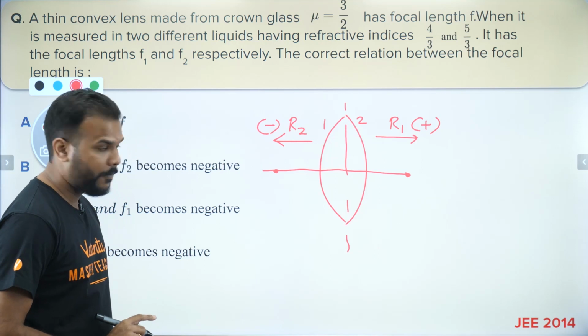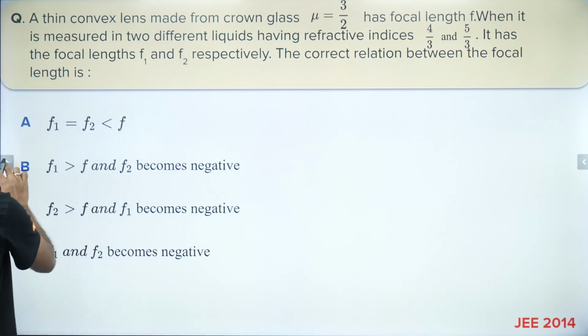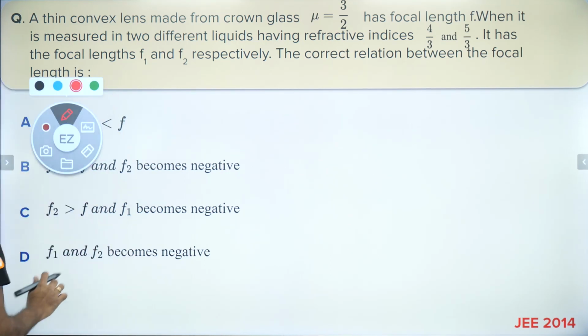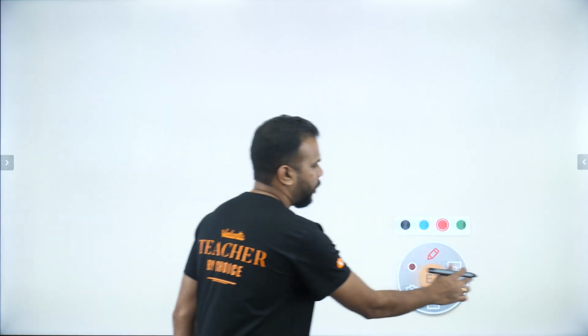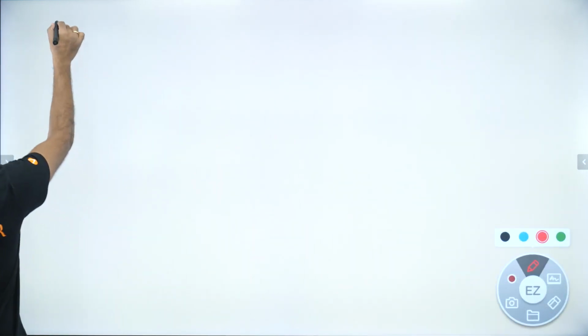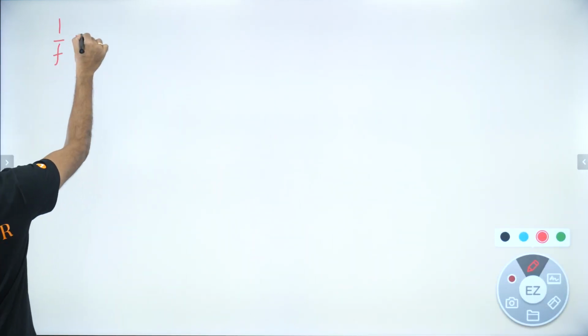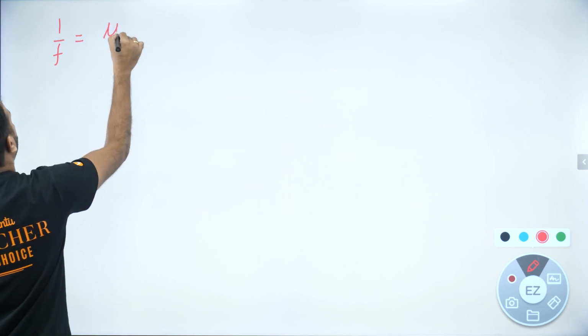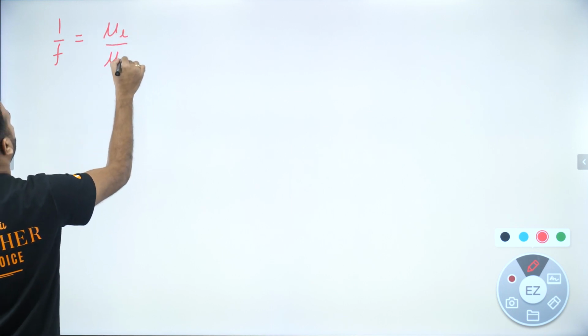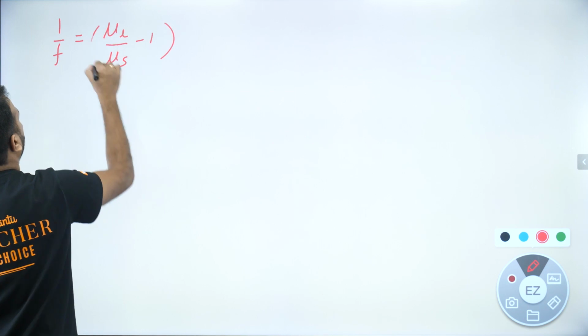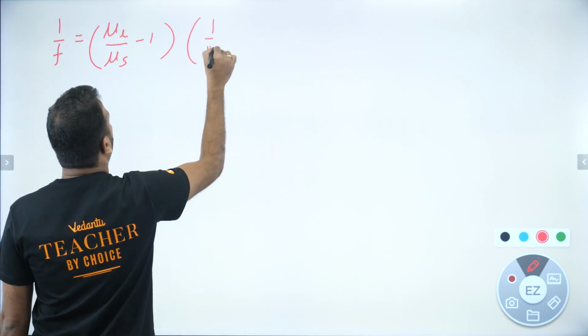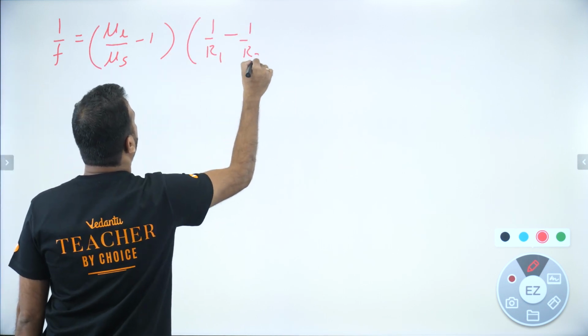So keep that in mind. Okay, so let's go ahead and try to solve this question. Using the formula 1 upon f is equal to (mu lens upon mu surrounding medium minus 1) times (1 upon r1 minus 1 upon r2).